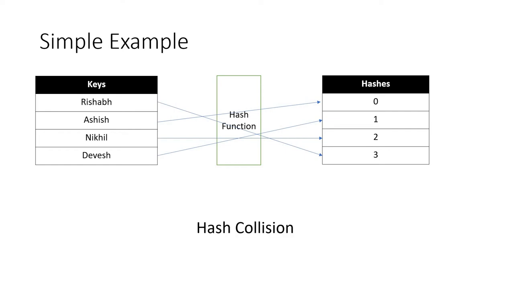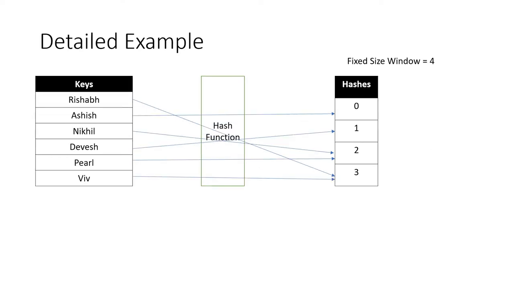But this can also cause a hash collision. How? If you have multiple keys present and two different keys provide you the same hash value, then there can be a hash collision. Let's understand it with a detailed example. So let's say you have 6 keys present and you only have 4 locations. So we have a fixed size window. For each key, we will first find a hash value, and then since the locations are fixed, we will perform a modulus with the size.